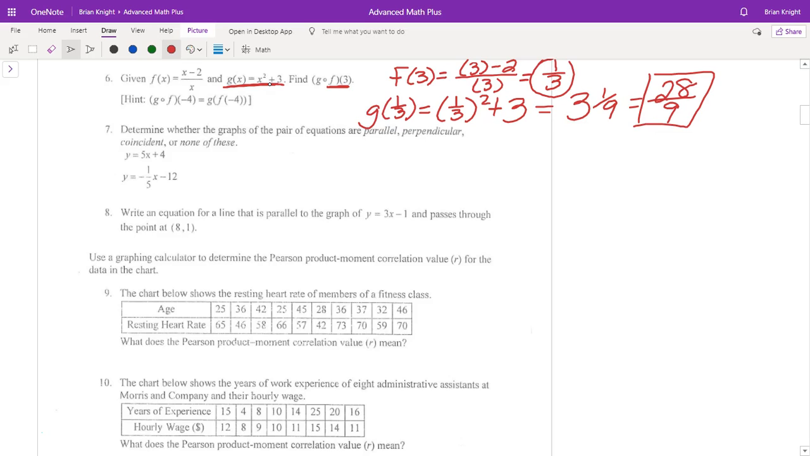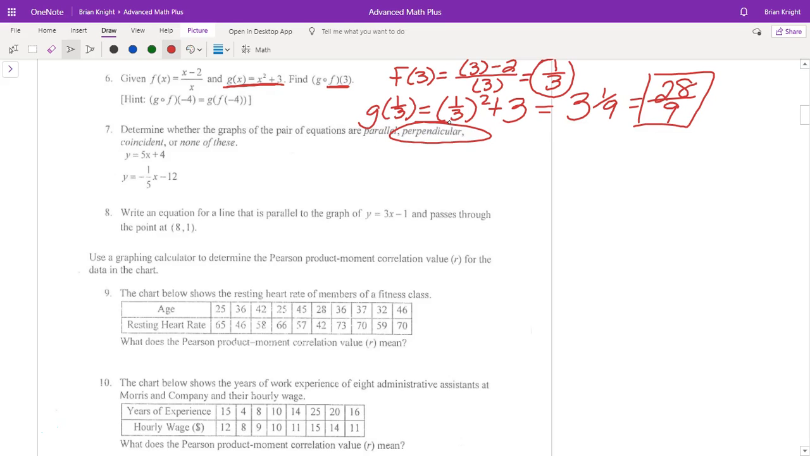How do you know if they're coincident? Opposite reciprocal. How do I know if everything's the same? Yeah. If everything's exactly the same, they're coincident. So what? There are opposite reciprocals, so these have to be perpendicular. Okay? Very, very simple there.